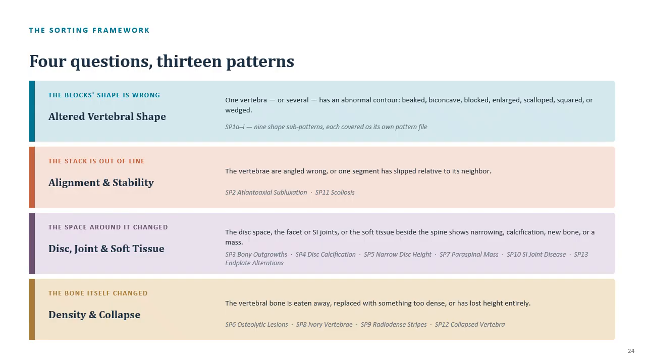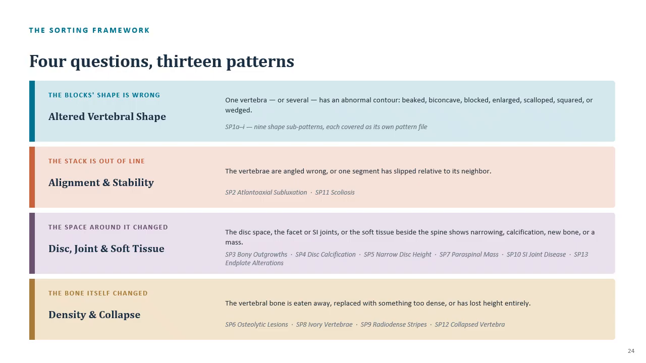Are they narrowed? Are they calcified? Or are they abnormal in some other way? And then the last thing we're going to do again is look at the bone itself. Is that bone normal, or does it appear normal, or is it destroyed or being destroyed in some kind of way? Is it dense, or is it white, or has the vertebrae collapsed?